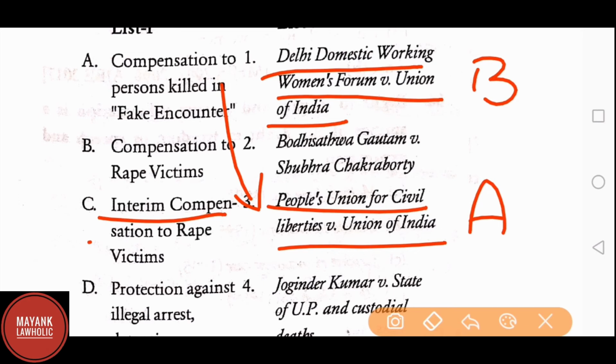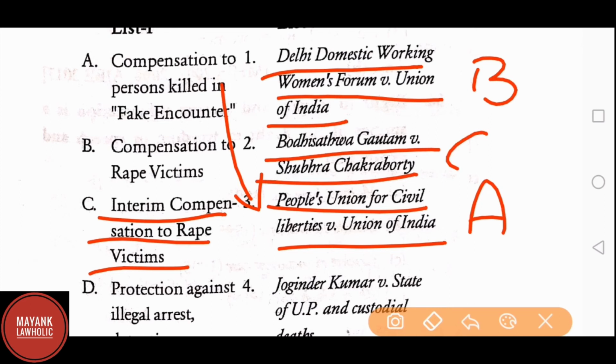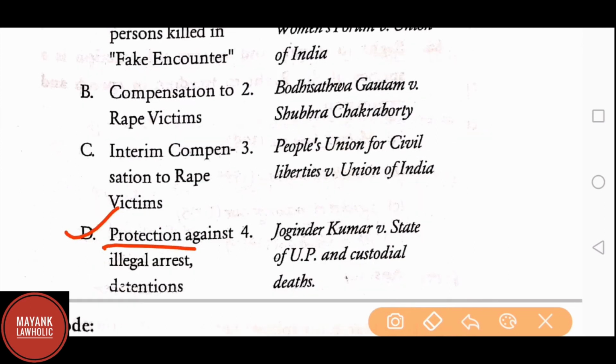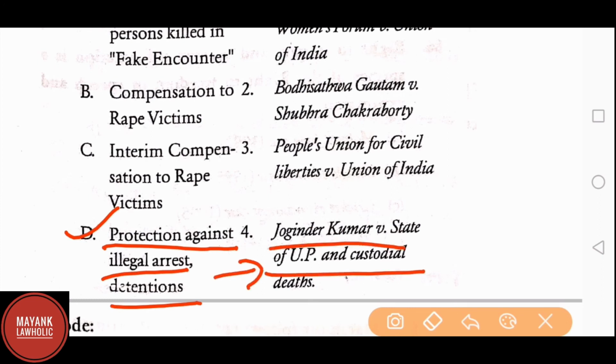Interim compensation to rape victims was held in Bodhisattva Gautam versus Shubhra Chakravarti. And D. Protection against illegal arrest and detention was held in Joginder Kumar versus State of UP and custodial death.